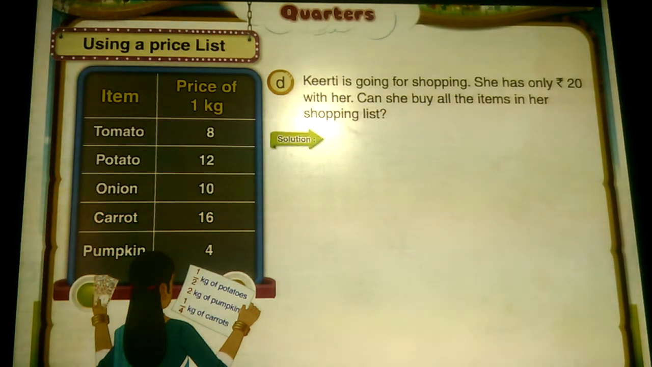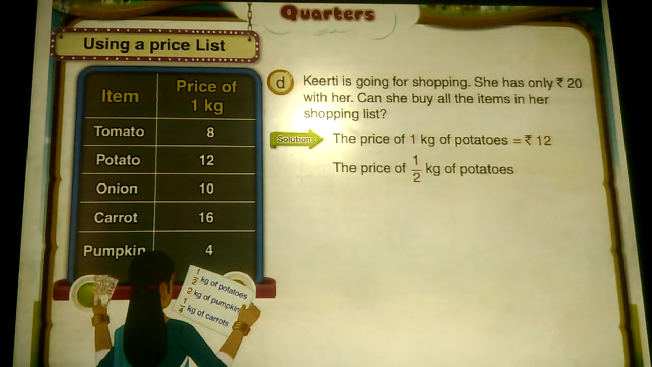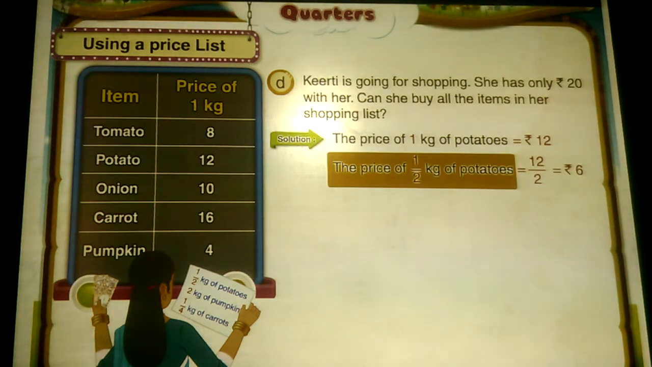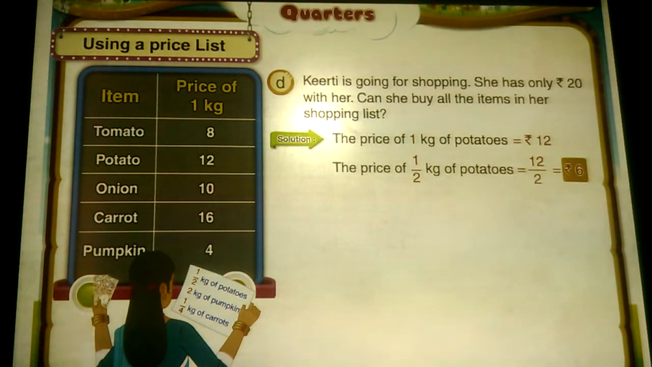Solution. Here, the price of 1 kg of potatoes is given to be rupees 12. Kirti wants to buy half kg of potatoes. Therefore, the price of half kg of potatoes is 12 divided by 2, which is equal to 6. That is, the cost of half kg of potatoes is rupees 6.